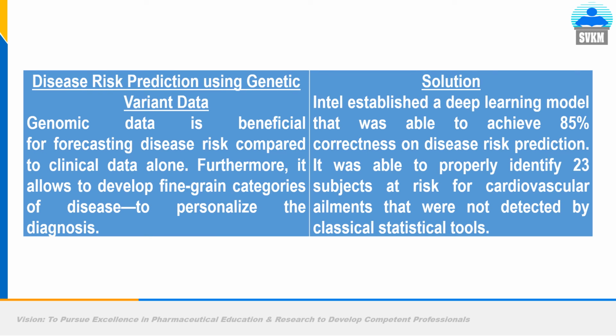Disease risk prediction using genetic variant data. Genomic data is beneficial for forecasting disease risk compared to clinical data alone. Furthermore, it allows developing fine-grained categories of disease to personalize the diagnosis. So Intel established a deep learning model that was able to achieve 85% correctness on disease risk prediction. It was able to properly identify 23 subjects at risk for cardiovascular ailments that were not detected by classical statistical tools. So with this, we finish the AI driven success of Intel.